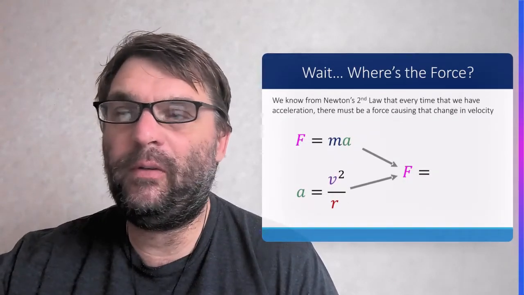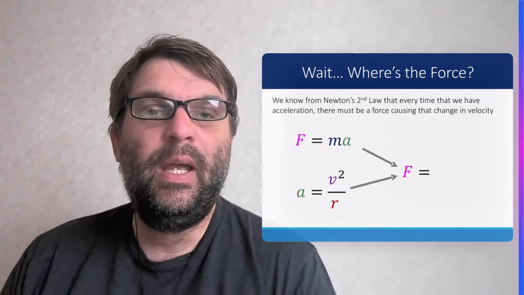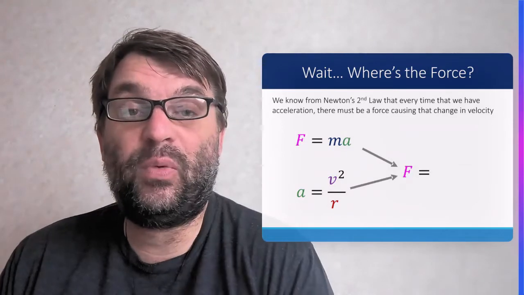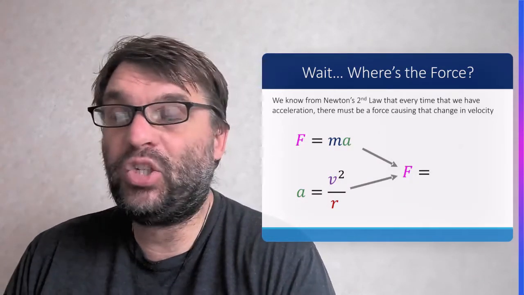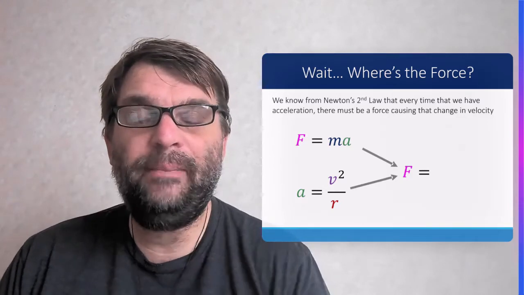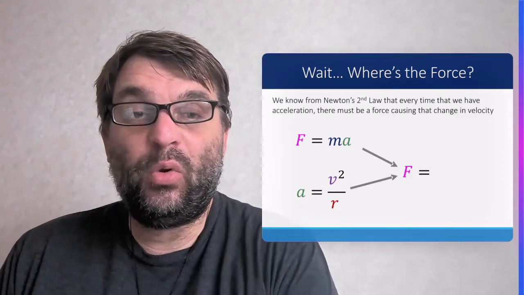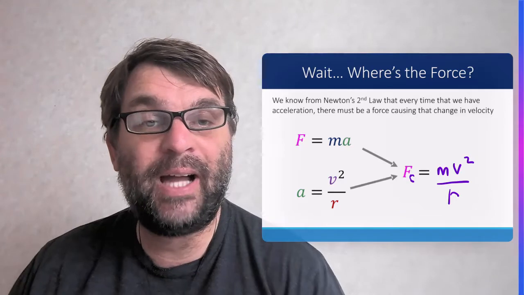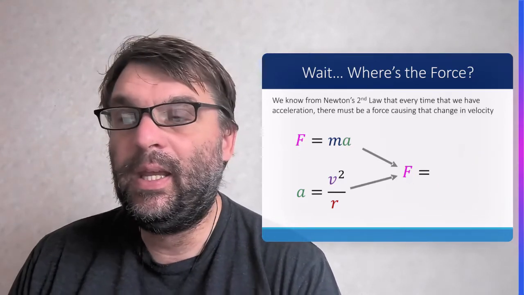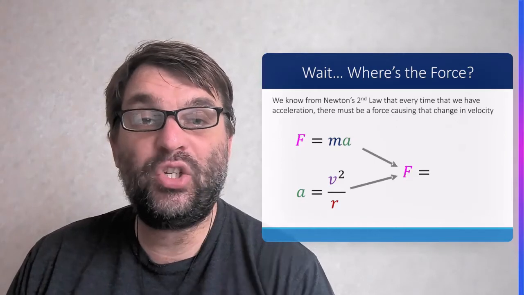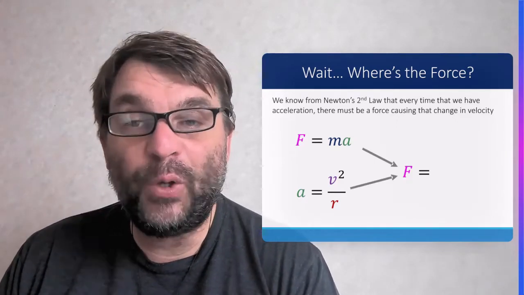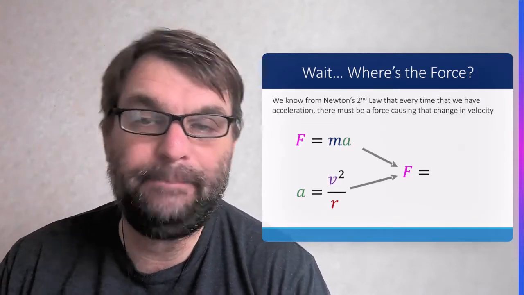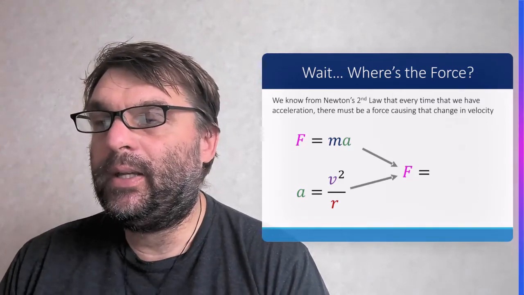In terms of forces, centripetal force, we know that Newton's second law says that when you have an acceleration, and we're witnessing that with the change of direction, there must be a force causing that change of velocity, that change of direction. From Newton's second law, force equals mass times acceleration. We also have the centripetal acceleration of v squared divided by r. If we rearrange and substitute in, the centripetal force will equal mv squared divided by the radius r.